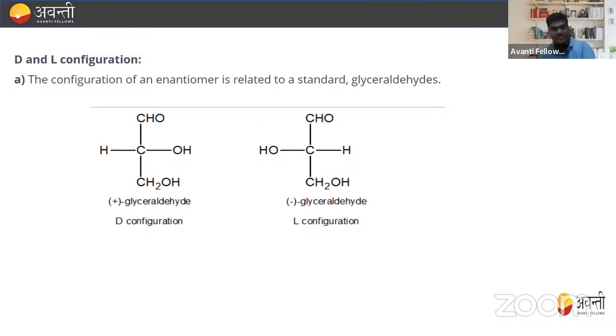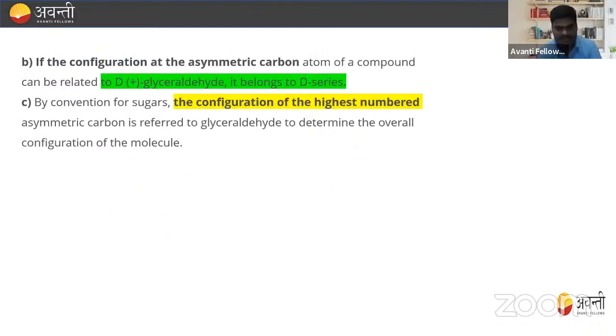Now, what is DL configuration? Basically, the configuration of an enantiomer is related to a standard glyceraldehyde. So the DL configuration means the configuration of an enantiomer is related to a standard glyceraldehyde. So this is plus minus glyceraldehyde, or we say D configuration, and this is the L configuration. OH is acting on the left-hand side, right? This is known as the L.